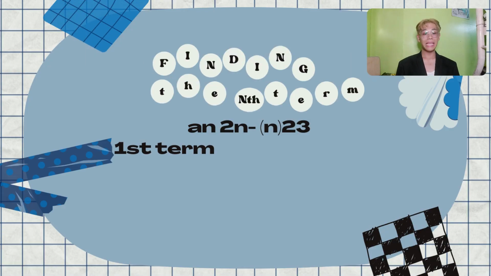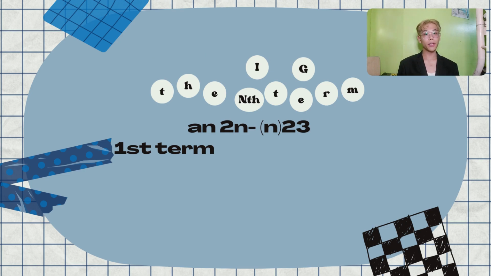We will begin by transposing the given, and we have to use the nth term formula in order for us to compute the first five terms of the sequence. And that will be a sub n is equals to 2n raised to the third power minus n raised to the second power.